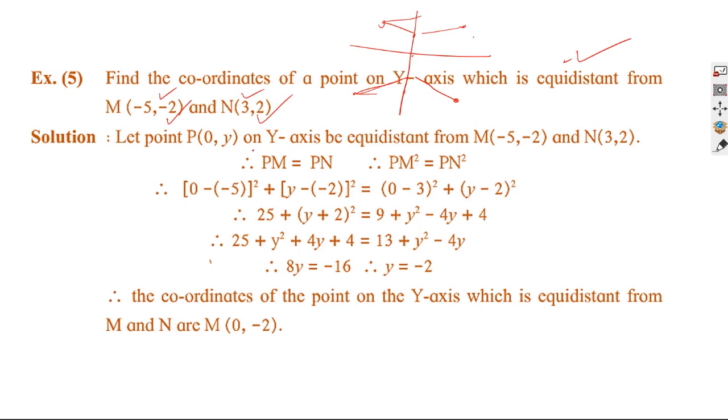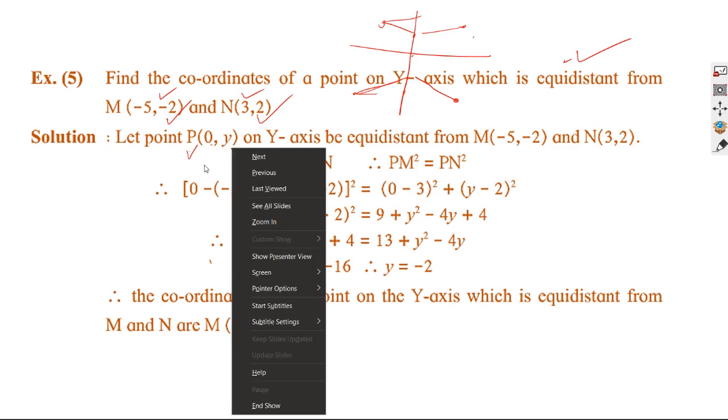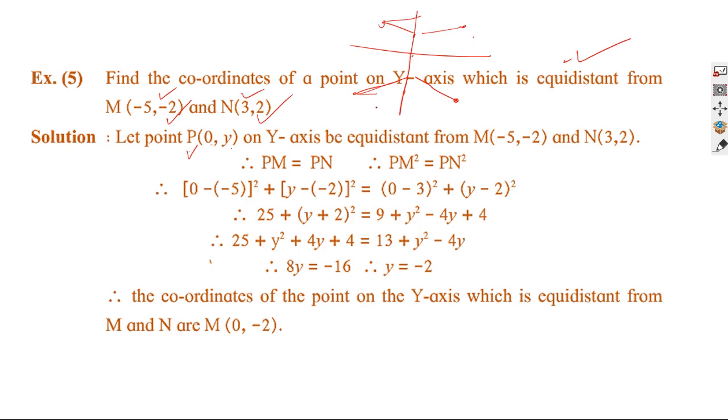So we will consider that the point be P at (0, y), because on the y axis the x coordinate will be 0. X axis is this, and the point is on the y axis, so in place of x you have to put 0. The point is marked as P, and PM and PN must be equal. The distance PM and PN should be equal.